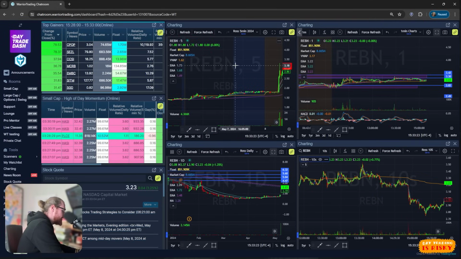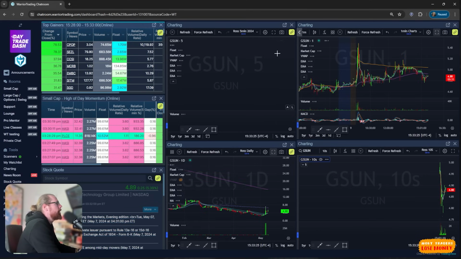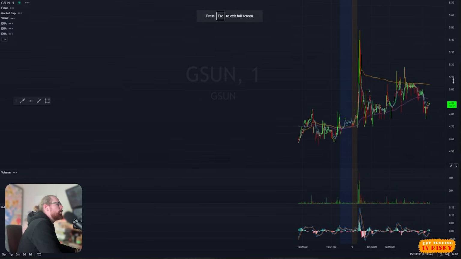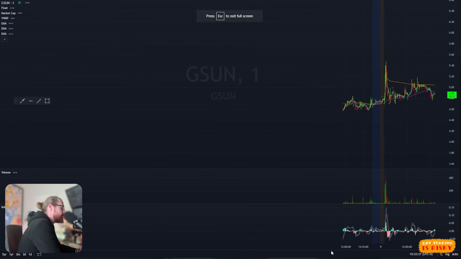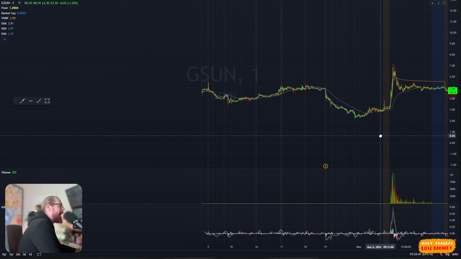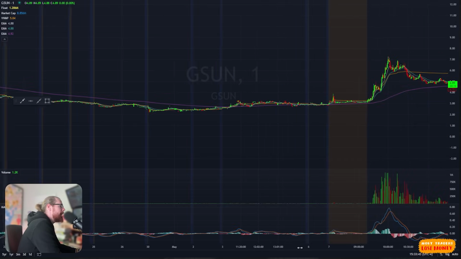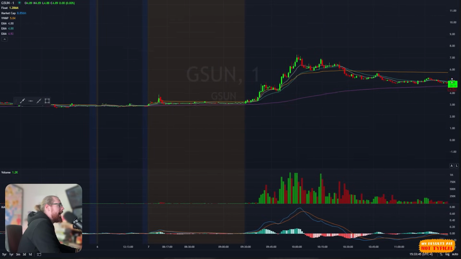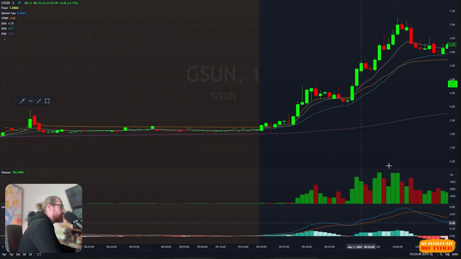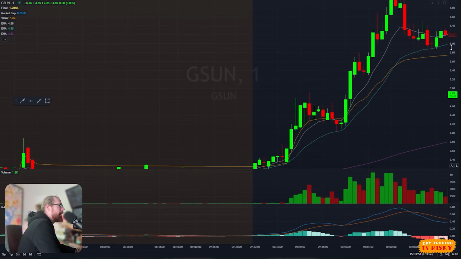Now, let's take a look at another one. We've got GSUN here. This one's particularly interesting. We're going to do the 1 minute chart on this one. This was one that put in kind of a fast move, and sometimes that'll happen. We'll have just like a big sort of blast off, and then it sort of fades back down. Okay, so in this case here, we have this initial move higher.